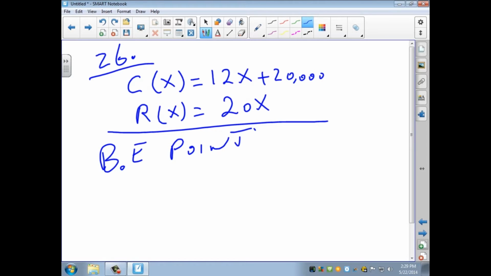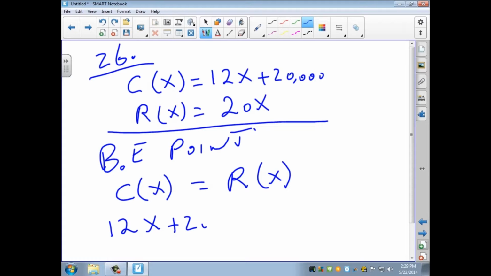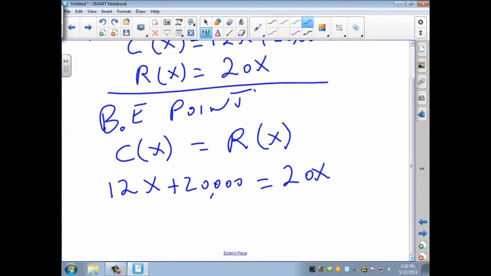Okay? Break-even point is where the cost and revenue are equal, or in other words, profit is 0. When the cost and revenue are equal, profit would be 0. So you're saying C of X would be equal to R of X. Cost equal revenue. C of X is 12x plus 20,000. That should equal R of X, which is 20x. So you have to solve for X.